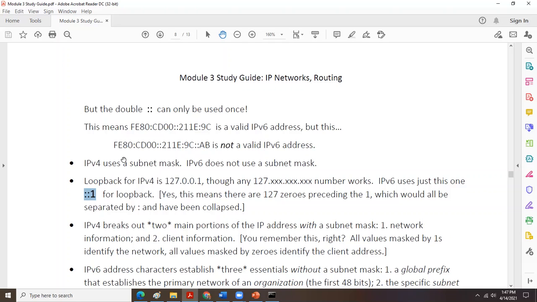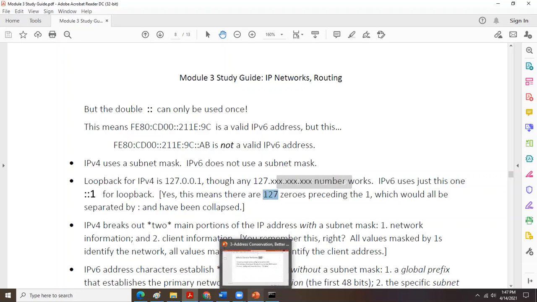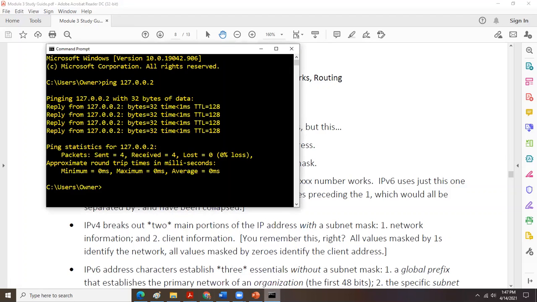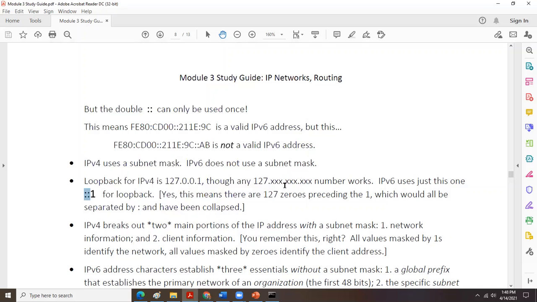And yes, because that's a double colon, it's collapsing all of these continuous zeros. It means that there are literally 127 zeros preceding the one. Why am I telling you this? If you wanted to ping loopback on IPv6 and you didn't use this convention, you'd have to basically do this. Ping 0000. Okay, there's 4. There's 8. There's 12. There's 16. You'd have to count out like 127 zeros. Don't get the count wrong. And then the 128th character would be a 1. That's what you have to do. Or you can just ping ::1. So that's a pretty useful thing to know.